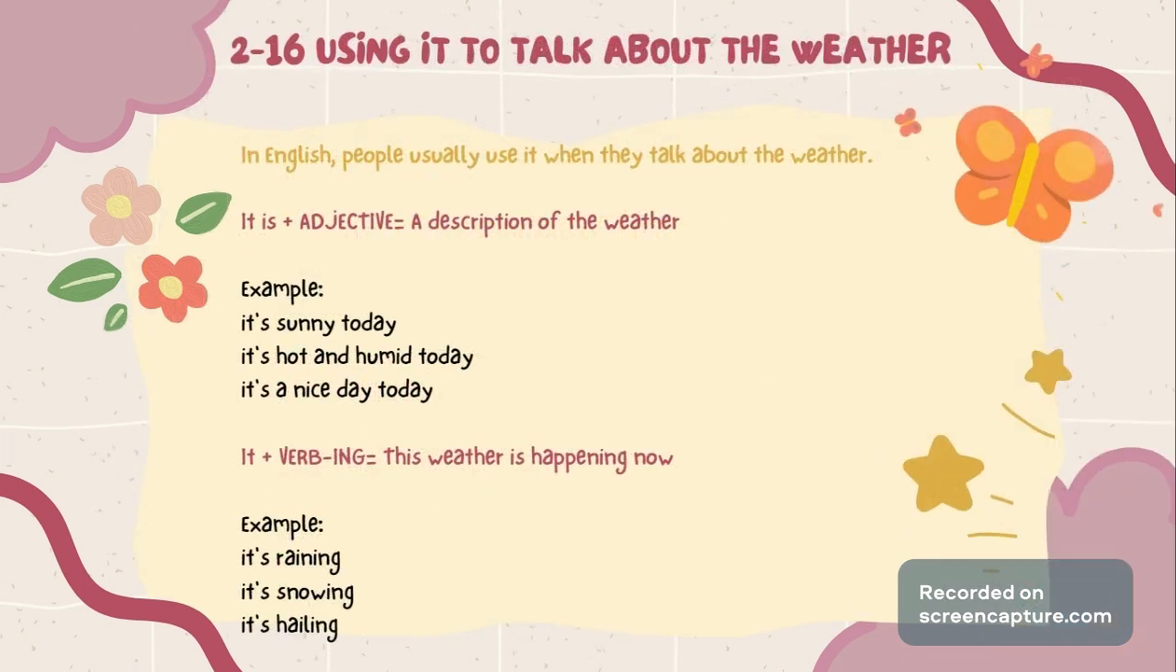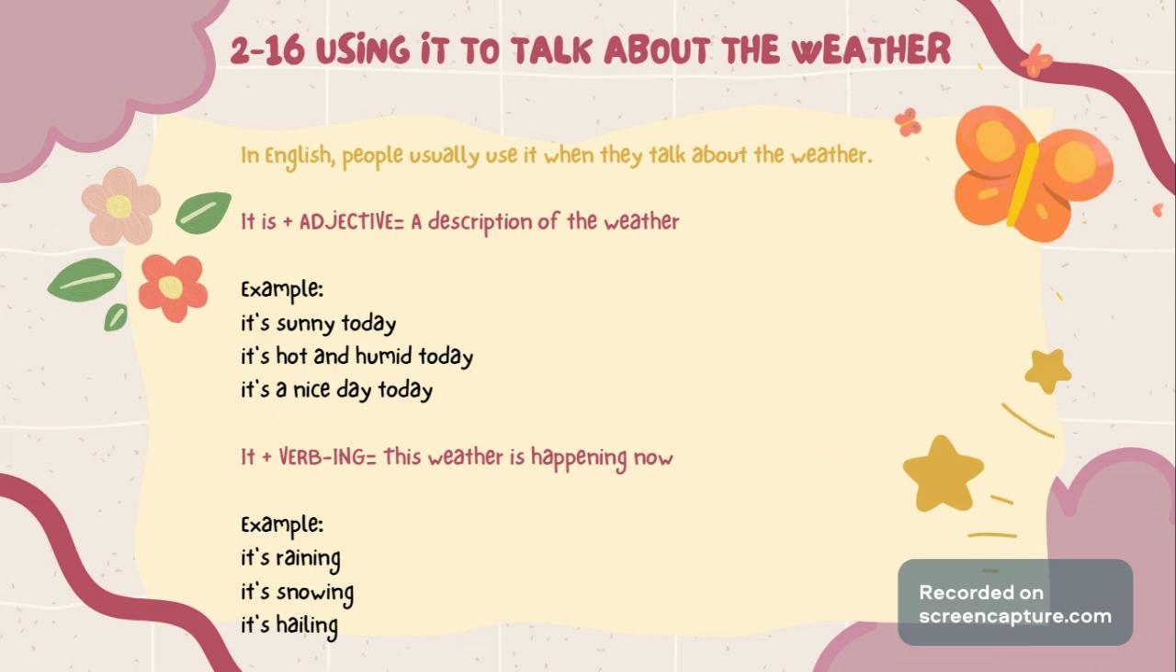Next, using it to talk about the weather. In English, people usually use it when they talk about the weather. It is plus adjective is a description of the weather. For example, it's sunny today. It's hot and humid today. It's a nice day today.